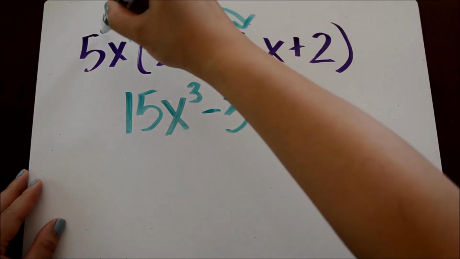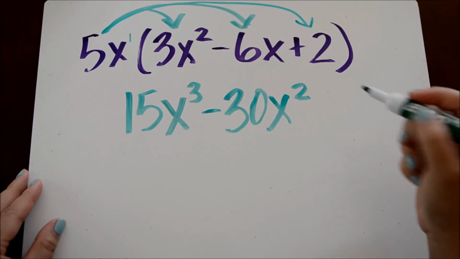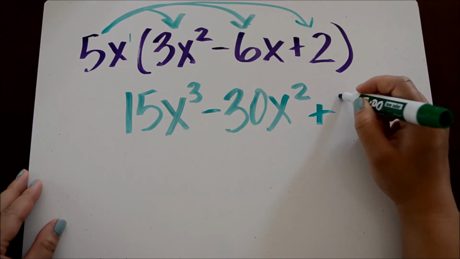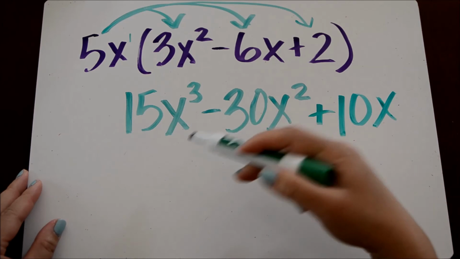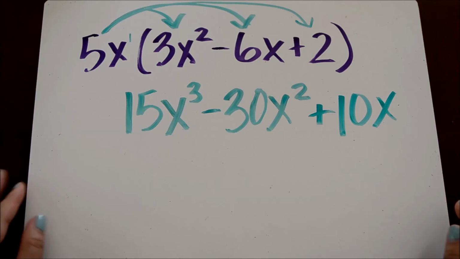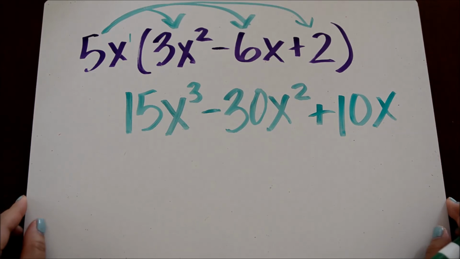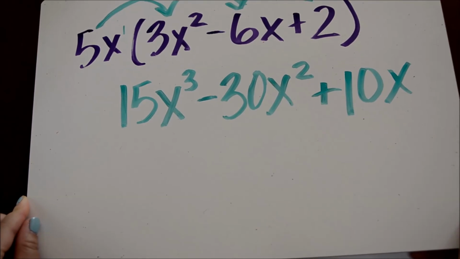And then lastly, 5x times positive 2 is positive 10x. Although these all have the same variable, they don't have the same exponent, so they are not like terms. This is our simplified answer.